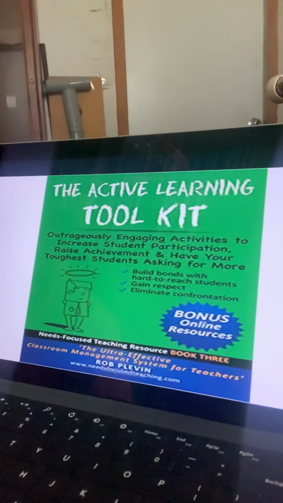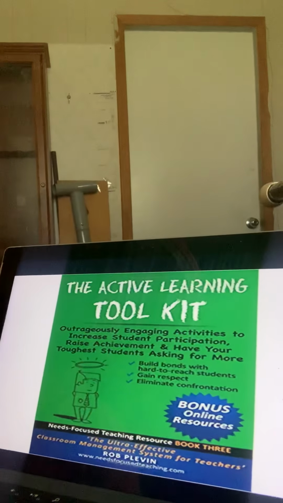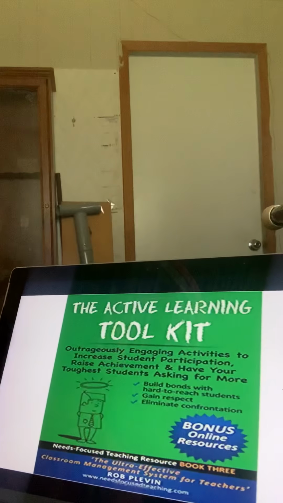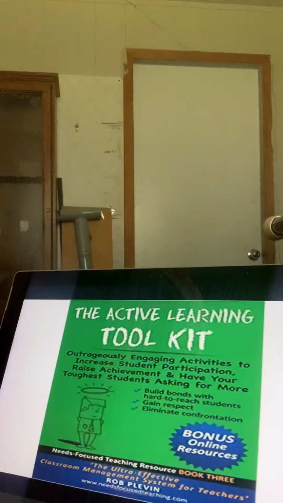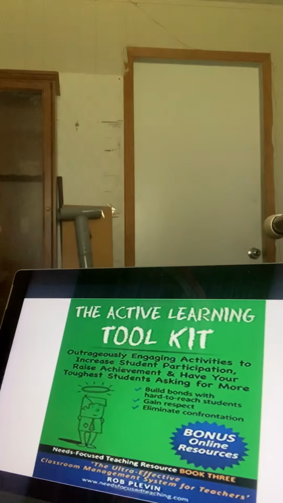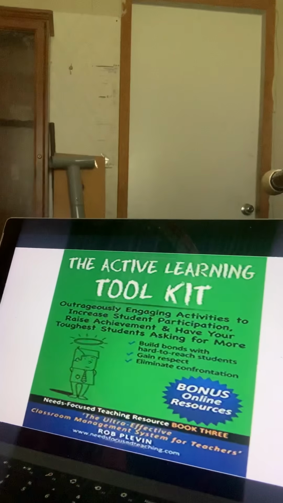And then basically the active learning toolkit just goes over what active learning is. Sorry, I can't flip this around or else I would show you. Anyway, the active learning toolkit basically says that outrageously engaging activities increase student participation, raise achievement, and have your toughest students asking for more. It helps build bonds with hard to reach students, gain respect, and eliminate confrontation. So I thought that would be a cool little toolkit for active learning, something fun for you to have.